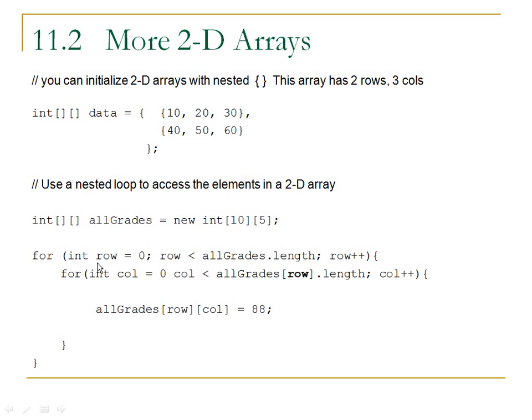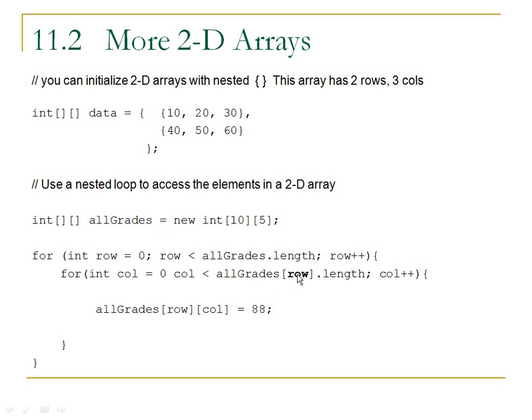And then for each row, we're going to look at each column. And now we need a way of saying how many columns are in this row. So we're going to say allGrades sub row dot length. Read the dot operator as if it were possession. So all of the rows are the same in this case. All of the rows have 5 columns. I got mixed up for a second.